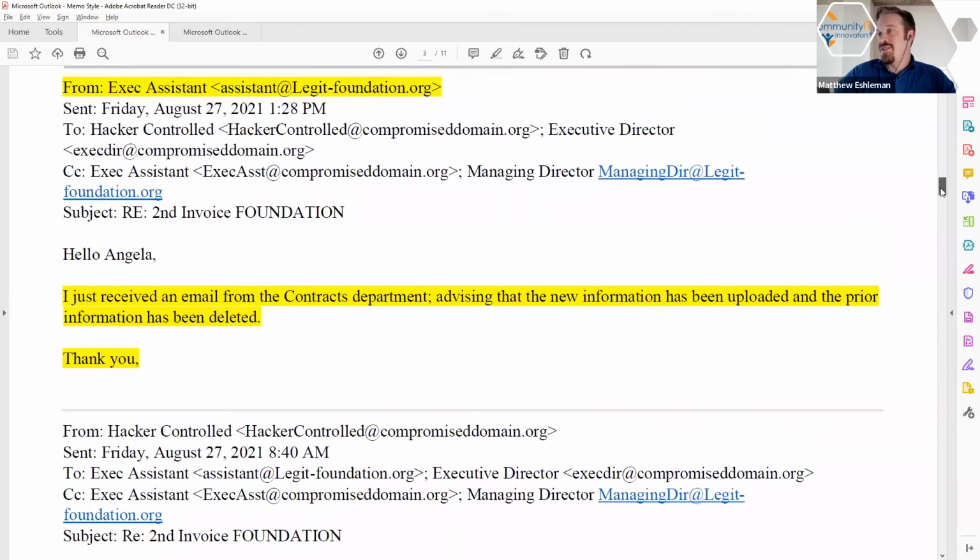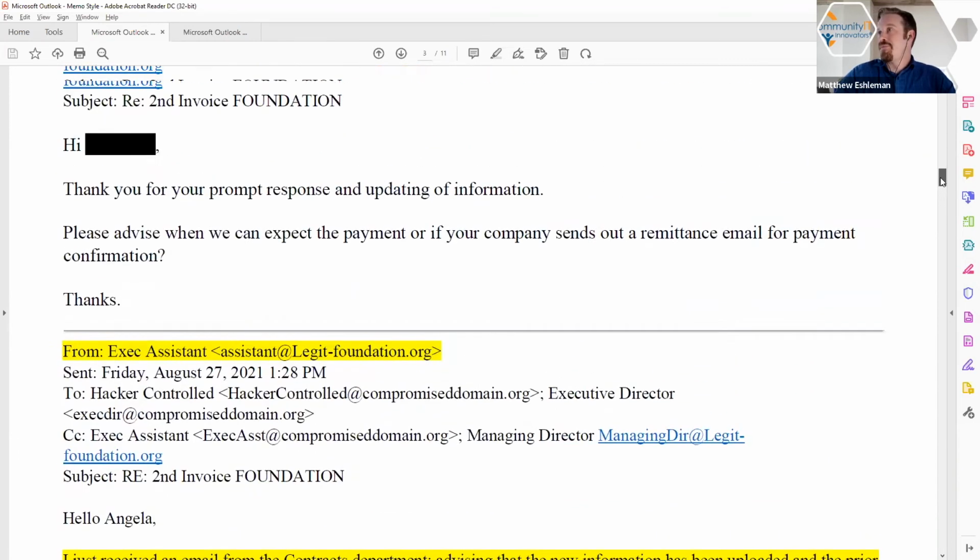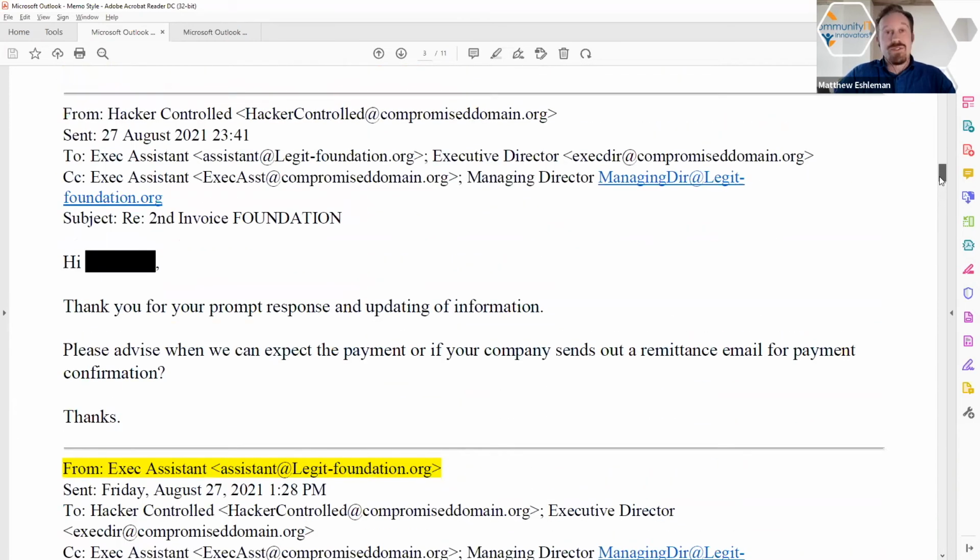All right. So it looks like Angela Bergdorf has now, they got confirmation. So they went through a validation process. They updated the ACH payment information. They deleted the prior information as instructed. Now we see the hacker following up saying, hey, thanks. When can we expect the payment?